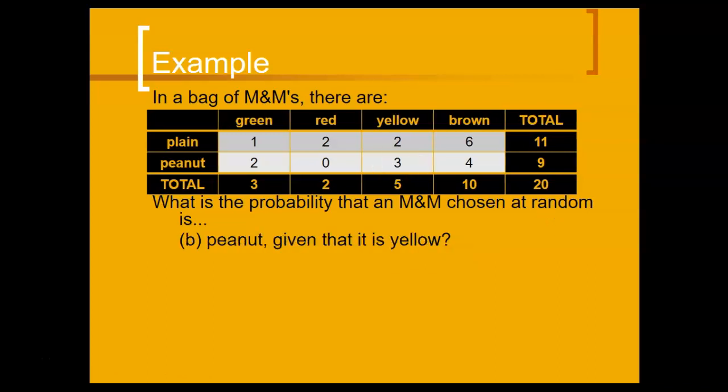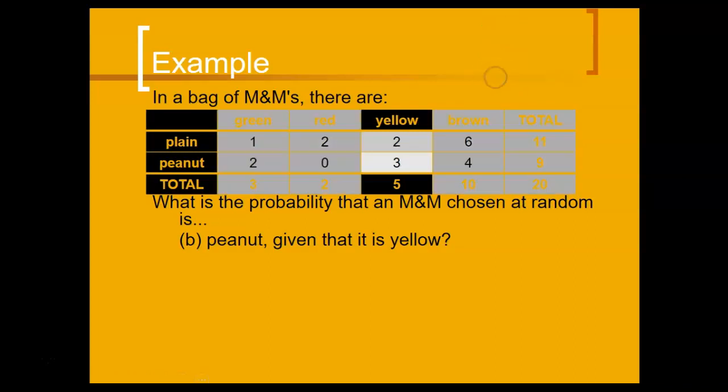Next question, what's the probability that an M&M chosen at random is peanut given that it is yellow? So when you see those words, given that it's yellow, you mean, okay, we're just looking at the yellow ones. If it's not yellow, we don't care about it. So we are given that it's a yellow M&M. It's one of those 5 yellow M&Ms. So if it's one of those 5, what's the probability that it's a peanut M&M? Well, that would be 3 out of those 5. 3 over 5 is 0.6.